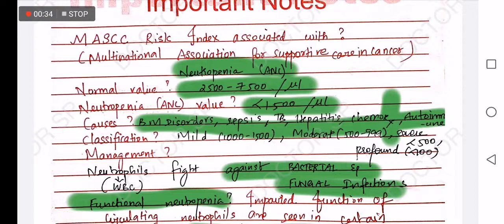What is the normal value of neutrophils? 2500 to 7500 per microliter of blood. So 2500 to 7500 per microliter of blood is a normal value. Then if the neutrophil count in blood starts decreasing, we call this condition neutropenia, that is less than 1500 per microliter of blood.